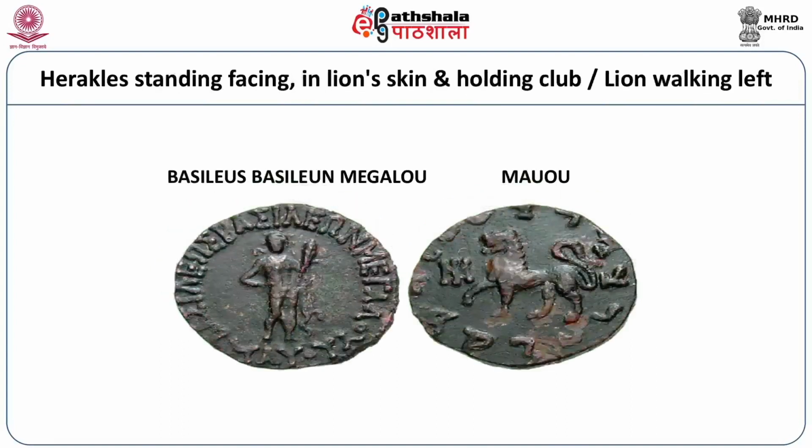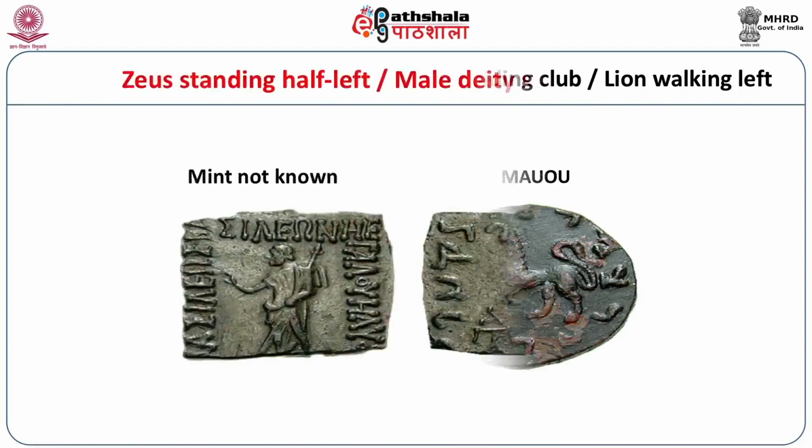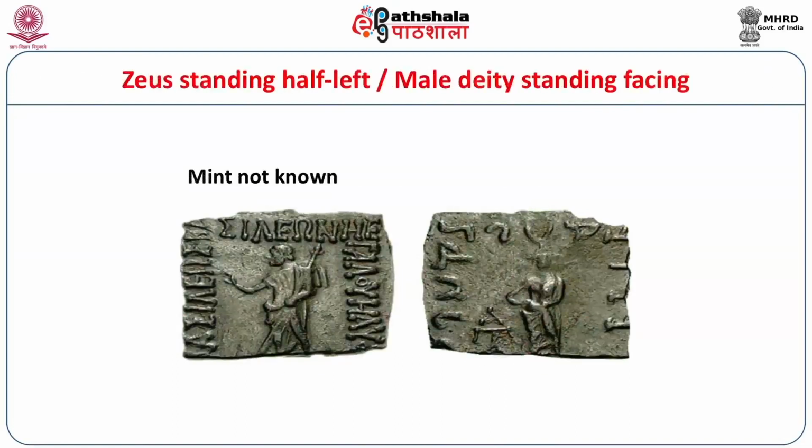Another interesting coin type of Maues was the one where we have Heracles. He uses the reverse device of the Indo-Greeks as his obverse, and we find Heracles standing facing, holding a club, with a lion skin, and on the reverse we have a lion walking to the left. Another device which Maues issued was that of Zeus standing half left, a male deity standing facing.